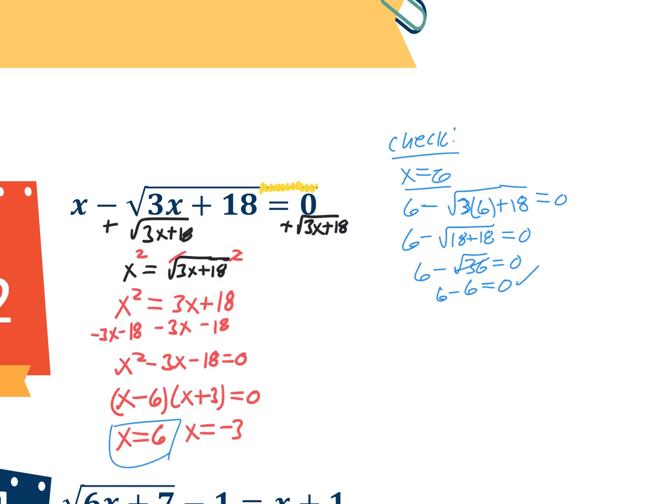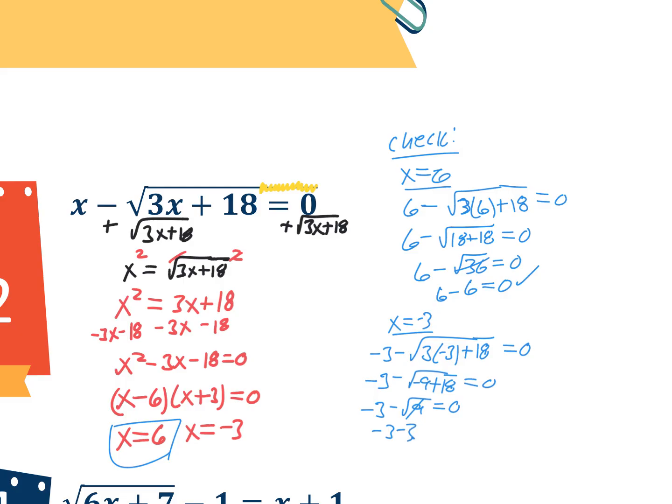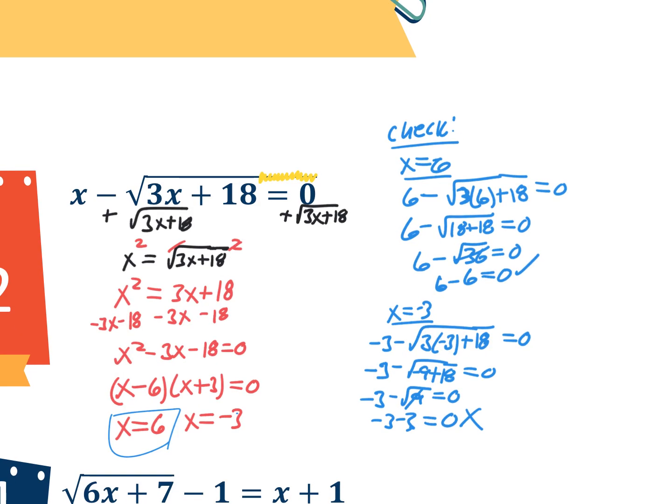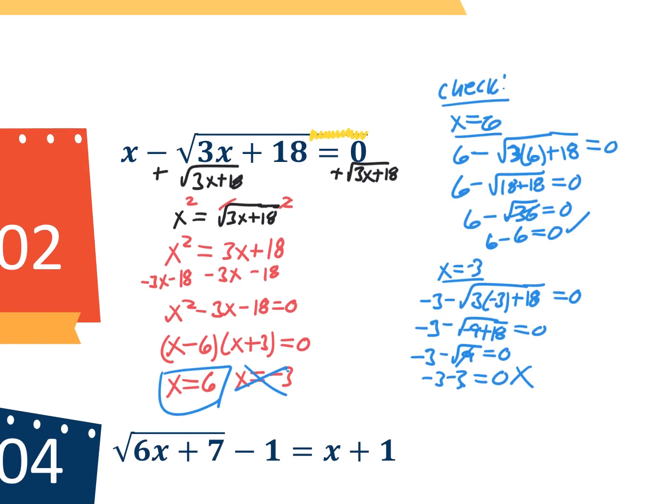That one does work. Now, if I check x equals negative 3, let's just see if that works as well. So negative 3 minus the square root of 3 times negative 3 plus 18 equals 0. So it's going to be negative 3 minus the square root of negative 9 plus 18 equals 0. So I get negative 3 minus the square root of 9 equals 0, and the square root of 9 is 3. Negative 3 minus 3, however, is negative 6, not 0. So I know that this is not going to work. Our only valid answer here is 6.